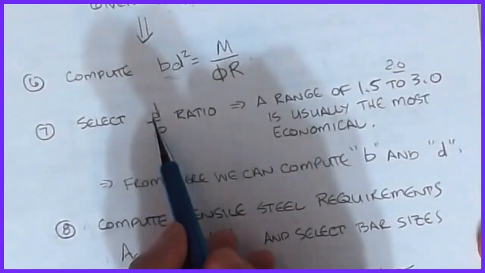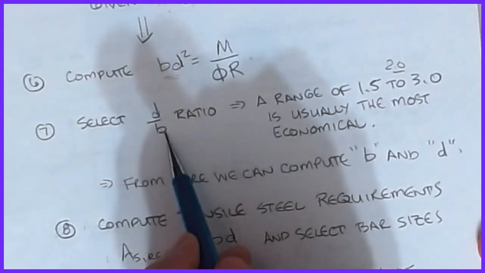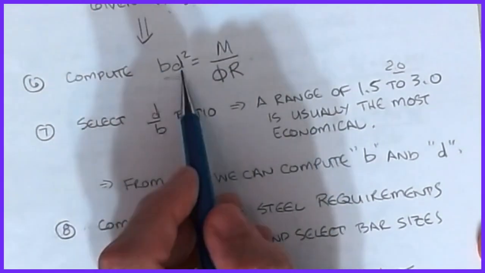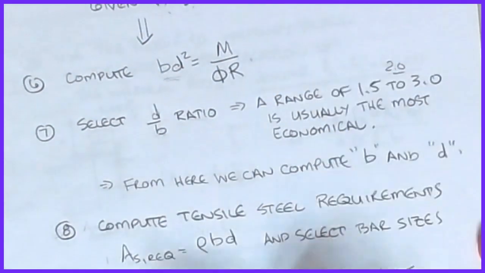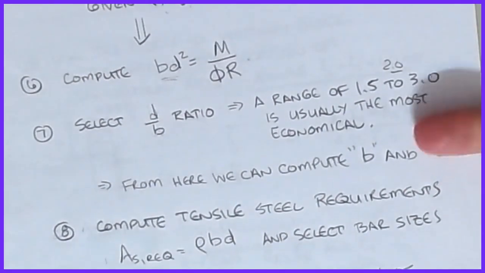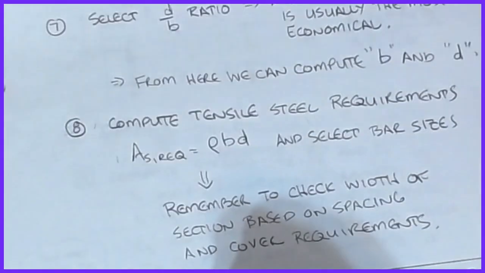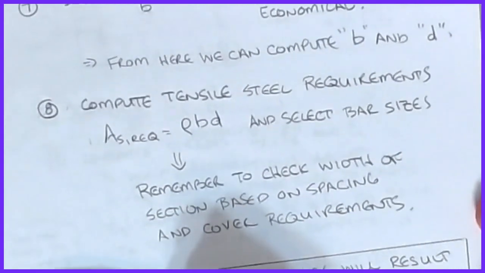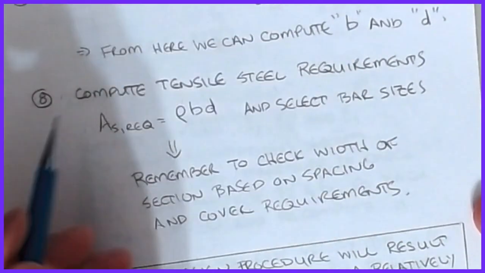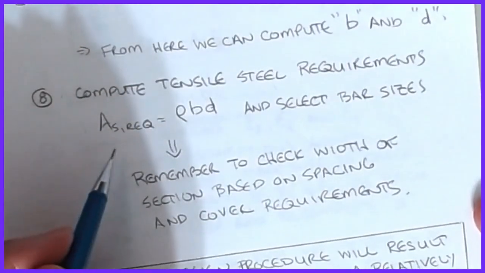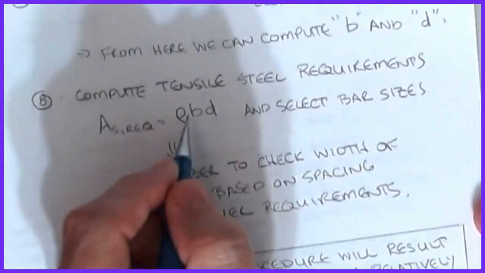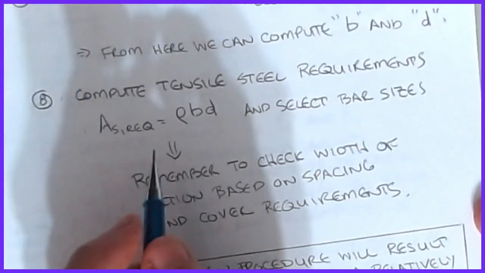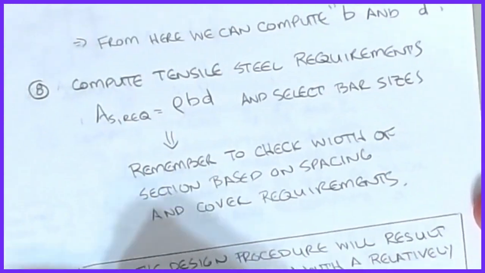And if that's the case, then I have D in terms of B, so D is 2 times B. And then I can plug that up into here, and I can actually solve for B and D that will make that happen. So now, at this point on step 7, I've computed the dimensions of the cross section. Okay, so then you can compute the tensile steel requirements. And so As required is going to be rho times BD. That's just working this thing in reverse, and we can select our bar sizes.